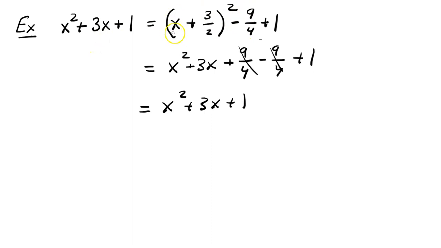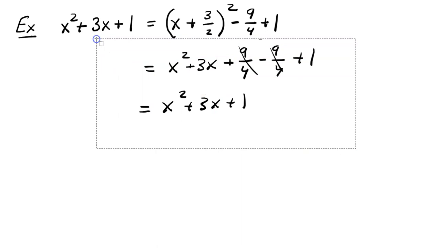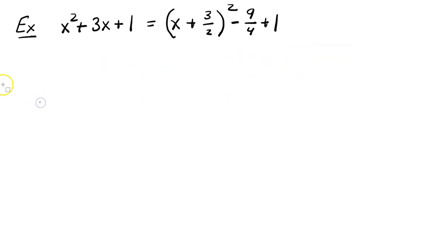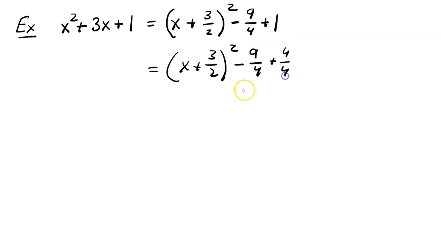So this here is the way to go. So you can write it like this. The only thing we have to do now is to simplify this here at the end. All we have to simplify now is this at the end. We should write it as 1 constant, not 2. This is minus 9/4 plus 4/4. So this is x plus 3 halves, minus 5/4.